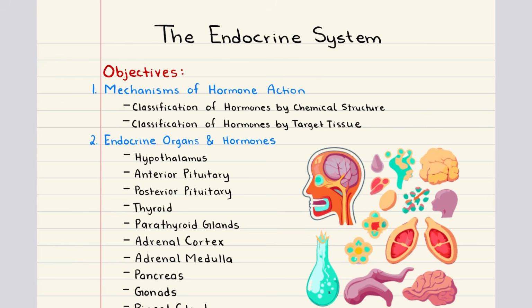Today, we're going to cover Chapter 5 for our MCAT Biology playlist, and this chapter is titled The Endocrine System. In this chapter, we're going to cover the following objectives.